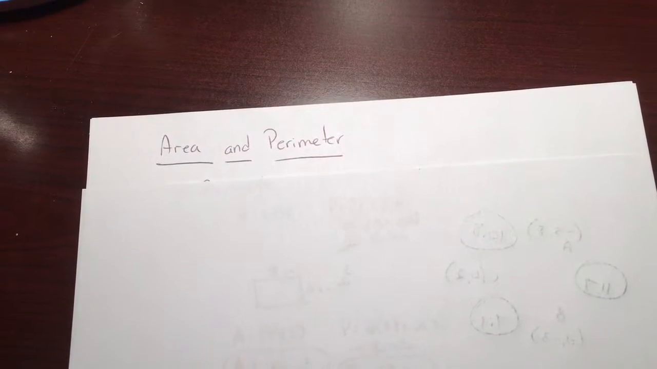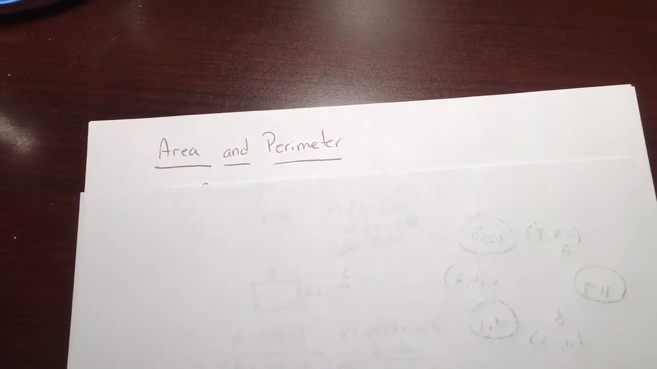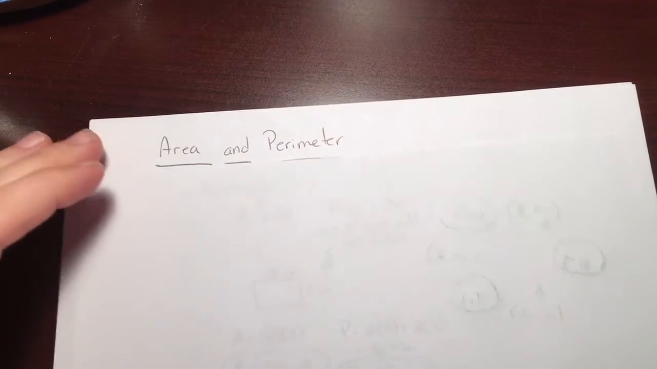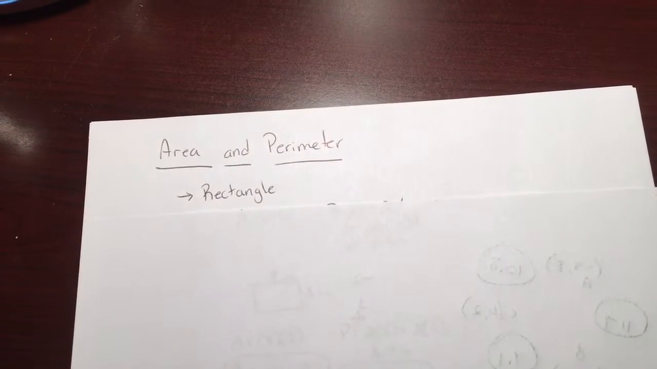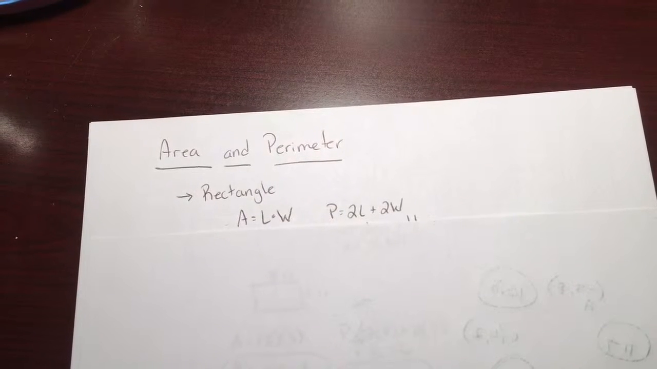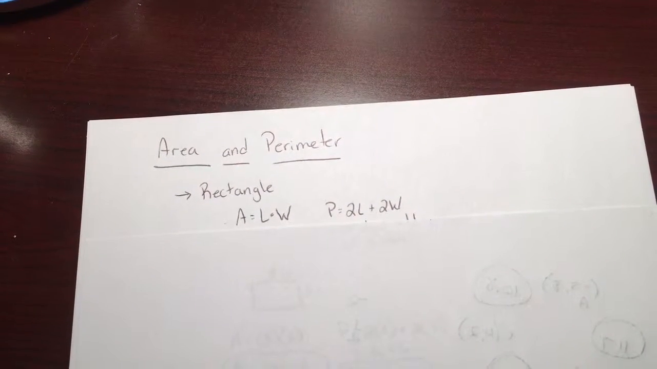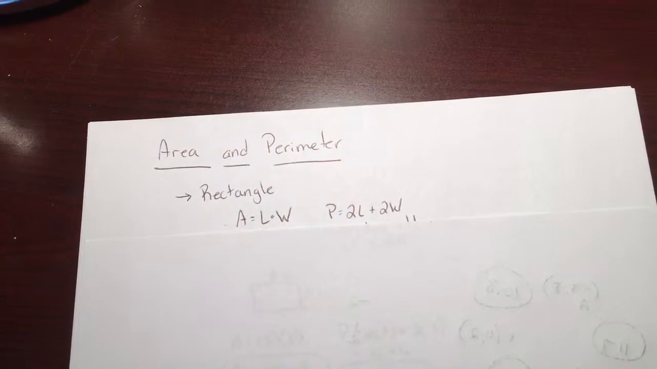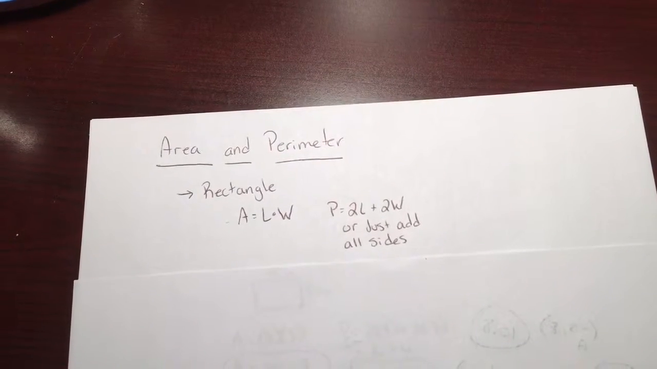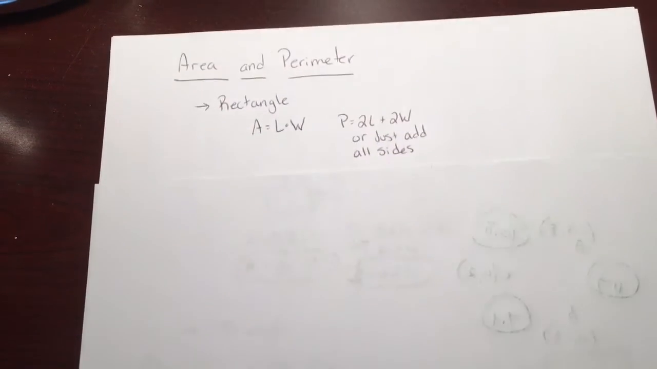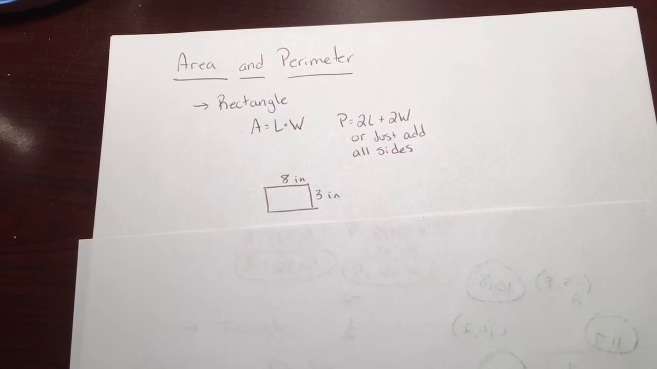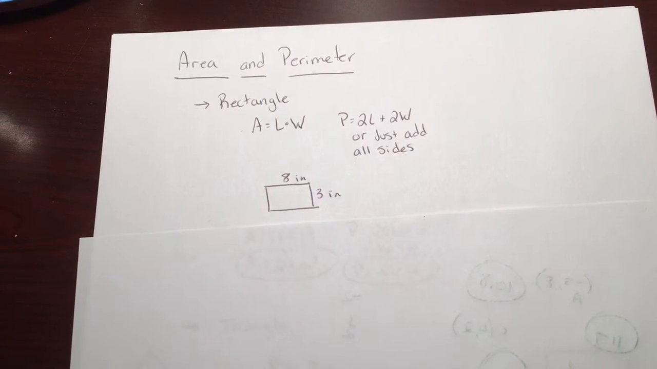Area and perimeter. We're going to do three different things: rectangle, triangle, and a circle. So starting off with rectangle. Finding the area, length times width. Finding the perimeter, 2 times length plus 2 times width, or just simply add all the sides. So here's a rectangle. Length of 8, width of 3.